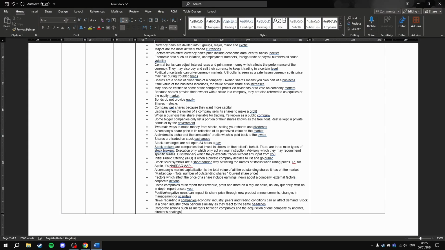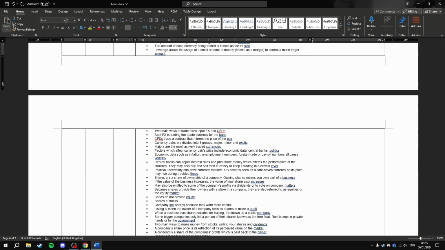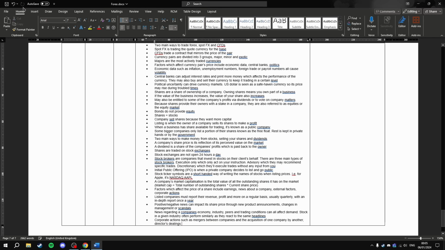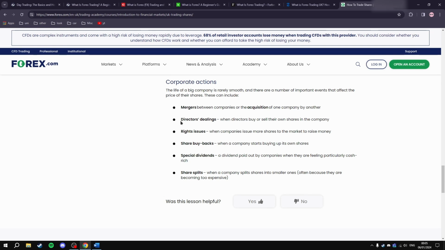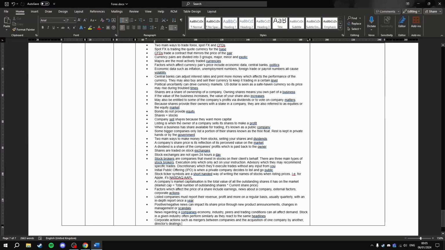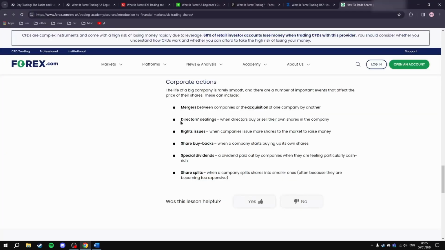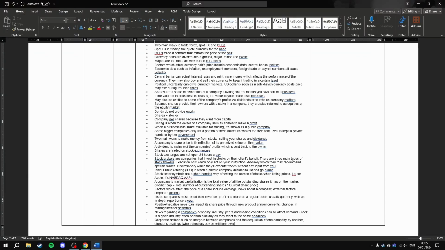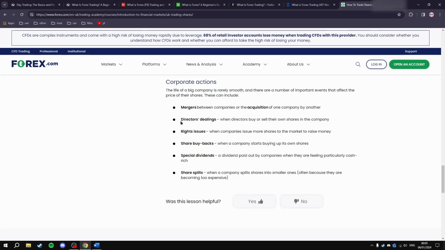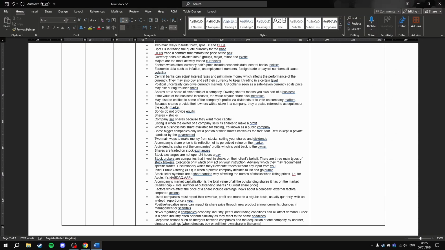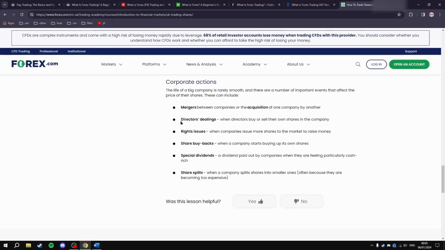Directors' dealings. Oh, what is that? Directors' dealings: when directors buy or sell their own shares in the company. Rights issues: when companies issue more shares to the market to raise money.